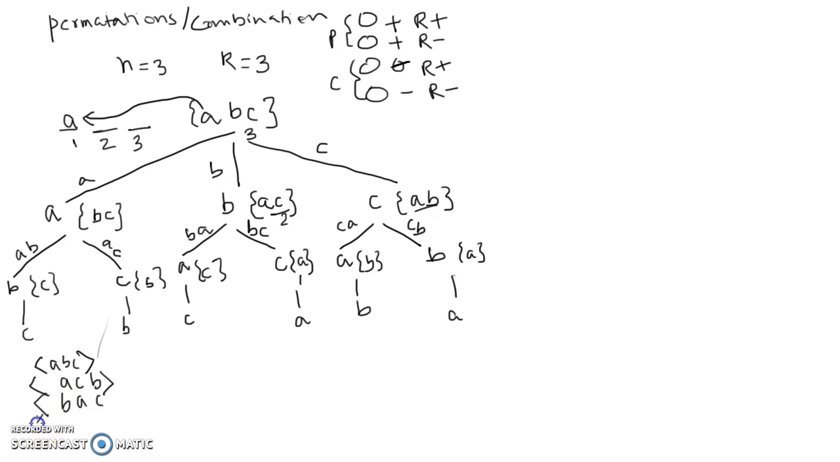BAC, and then I have BCA, and then I have the last one, which is CAB, and CBA, right? So the total number I get out of these is six.